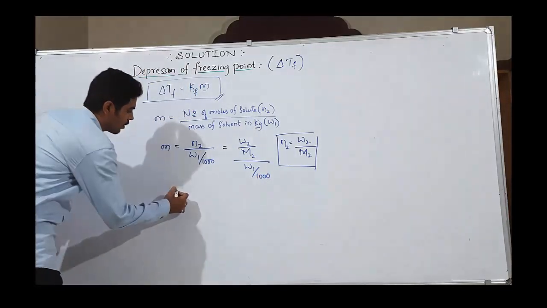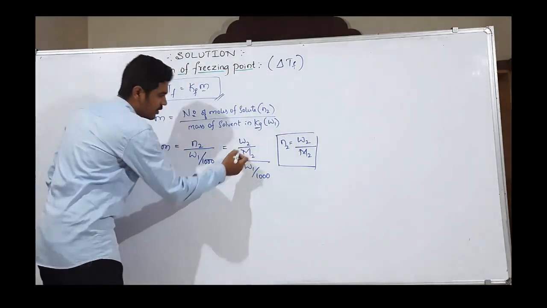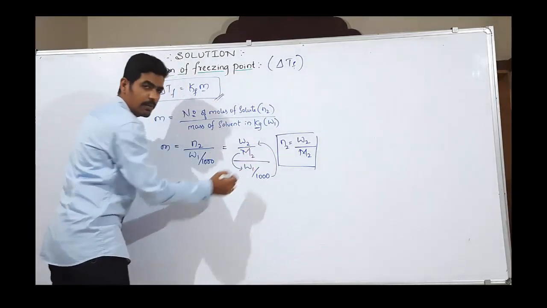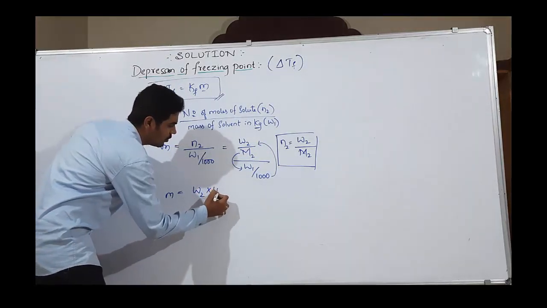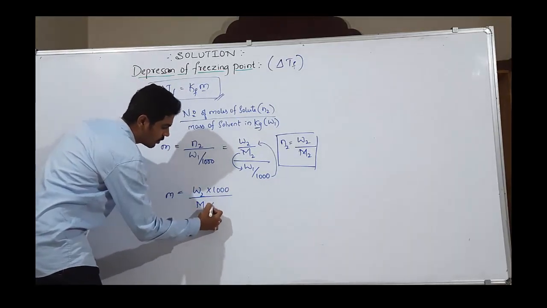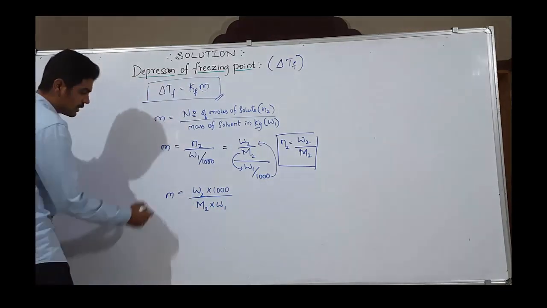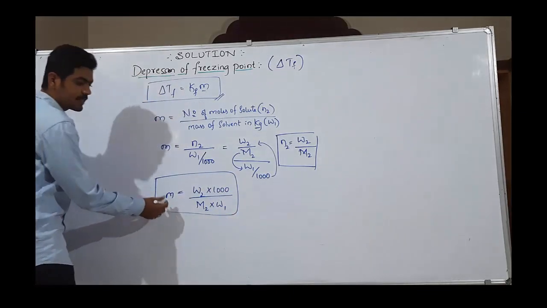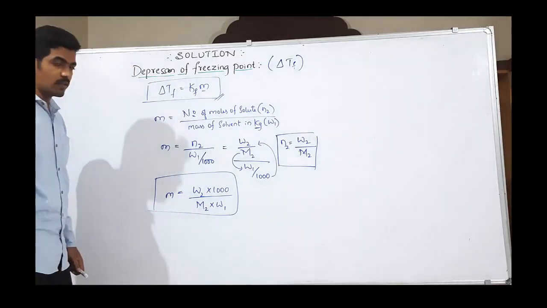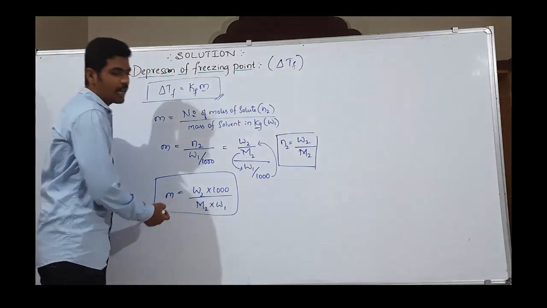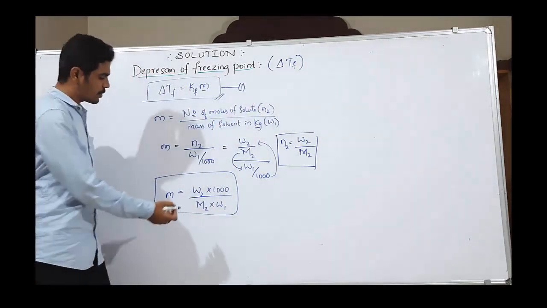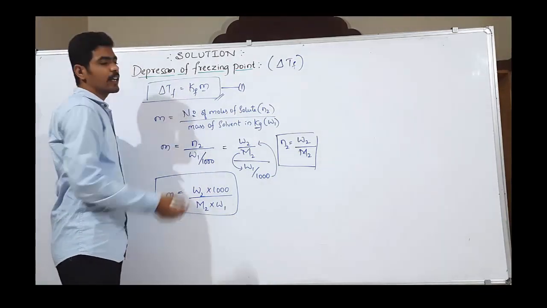Okay, now what does this equation become? M2 will come here and 1000 will go up. So W2 into 1000 divided by M2 into W1. So this is molality, which includes the mass of solute, mass of solvent, and molar mass of solute. Call this equation 1. Now substitute the value of m in this equation.